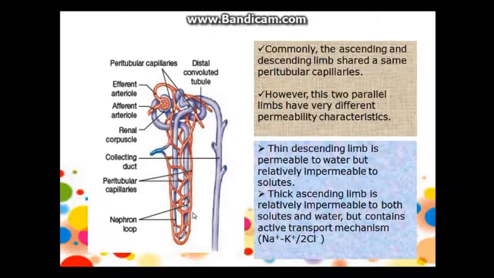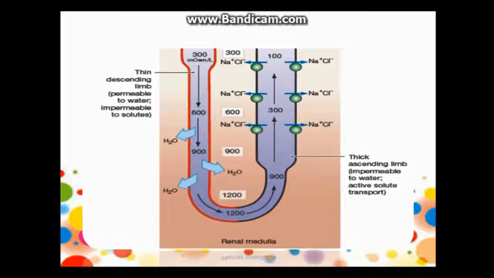However, these two parallel limbs will have very different permeability characteristics. The thin descending limb is permeable to water, but relatively impermeable to solute, while the thick ascending limb is relatively impermeable to both. However, it contains the active transport mechanisms. There are three effects governing the countercurrent.